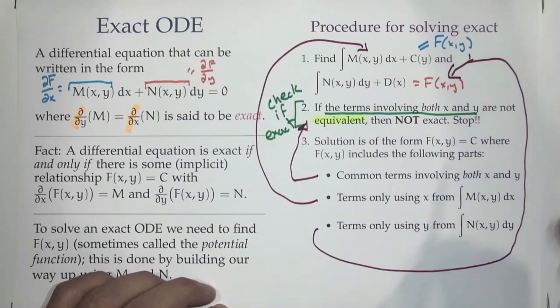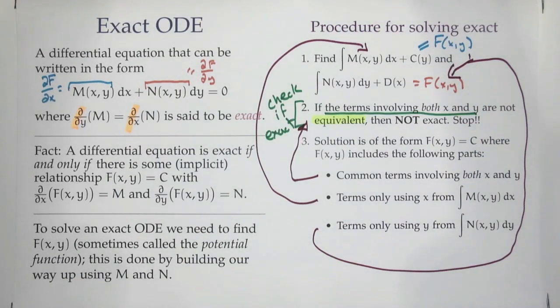you go to the integral where you integrate with respect to y, and you grab those terms. And so you have three parts. What's common to both, what only has x coming from the integral of M, what only has y coming from the integral of N. Throw it all together, set it equal to an arbitrary constant, and you're done. That's it. That's the whole procedure. Okay, that's the theory. Are you ready for the practice? Let's try it.